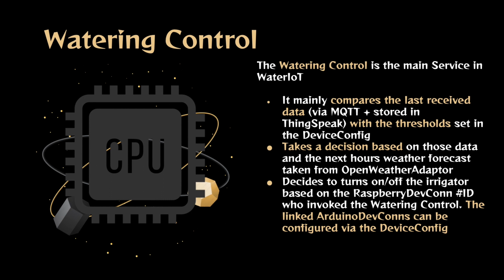The Telegram bot offers options to create or delete this default configuration, or to apply them to the device config. The decision is taken based on an accumulation of those data and the next hour's weather forecast. The weather forecast is retrieved using the OpenWeather adapter. Finally, it decides to turn on or off the irrigator, based on the Raspberry Pi that required the execution of the algorithm. Based on its ID, the group is retrieved, and the irrigators within it are turned on or off.